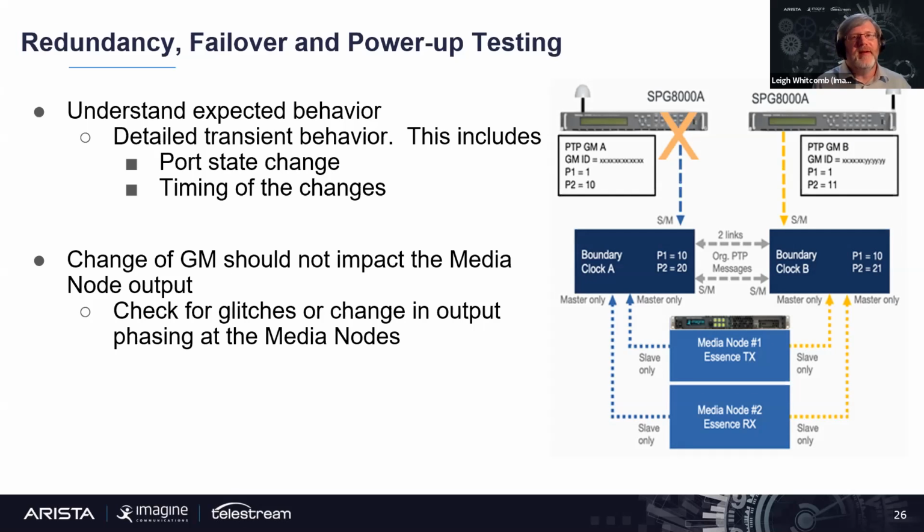of all these events. And just note that some very subtle things, like if it's the antenna fails versus the device, the end result is the same, but the transient states in the middle can be quite different. And a very important thing when you're doing all this testing here is a change of grandmaster should have no impact on the media node.